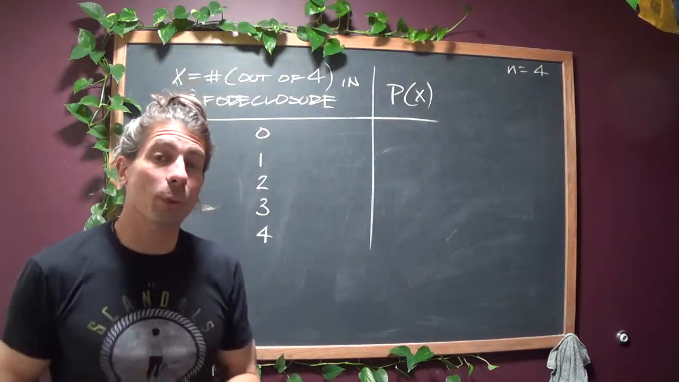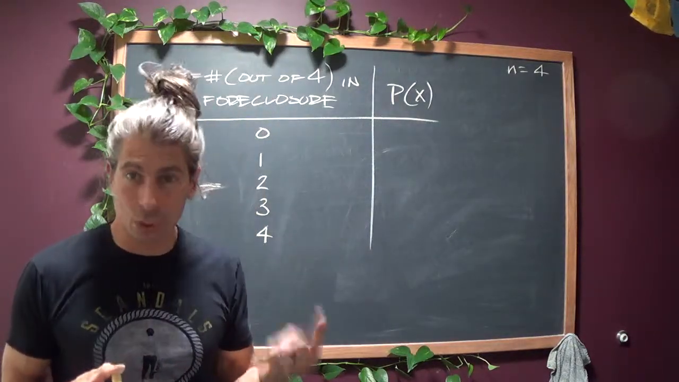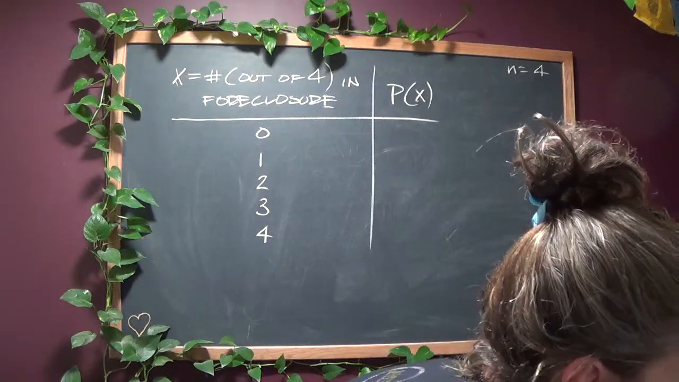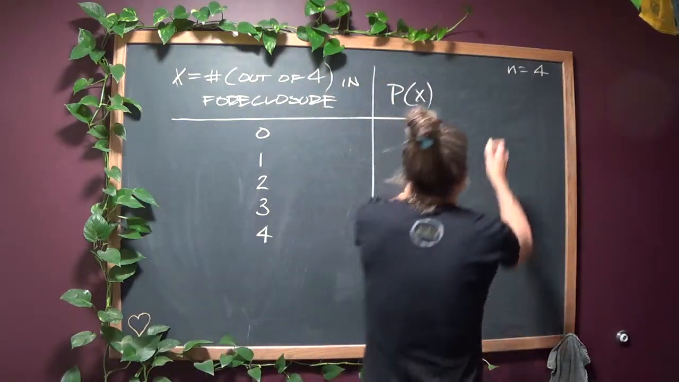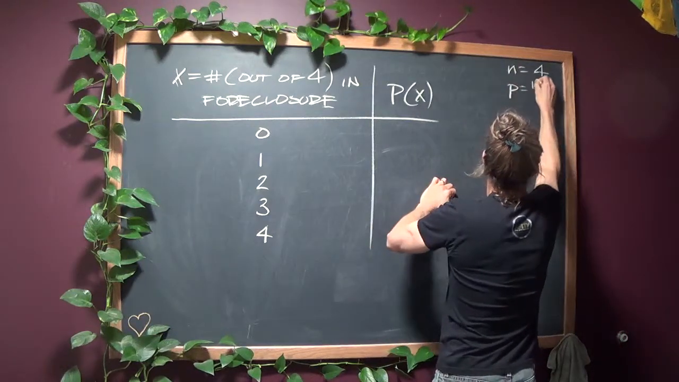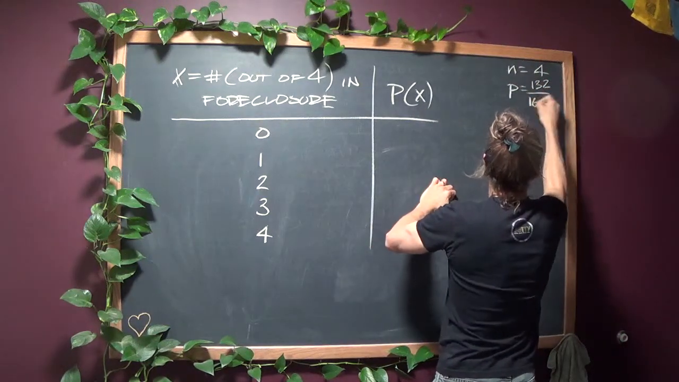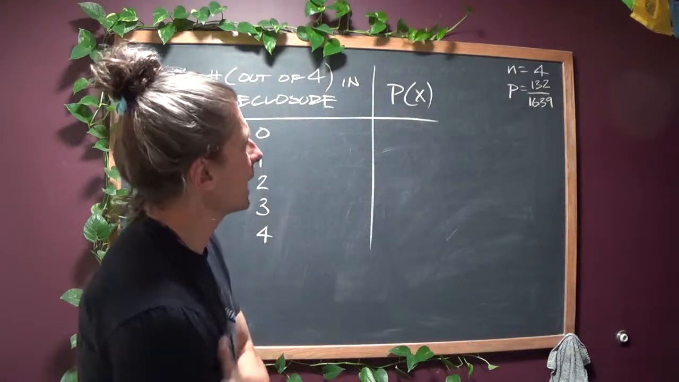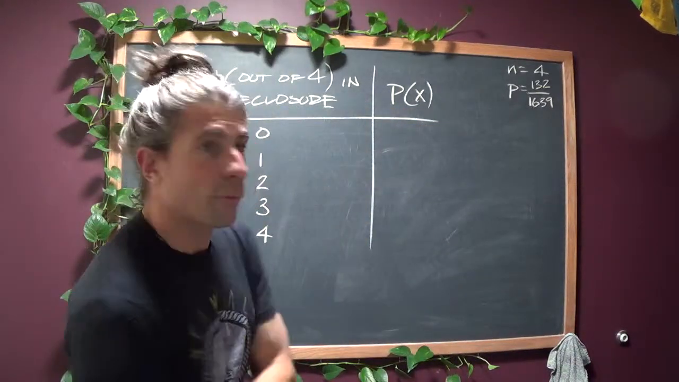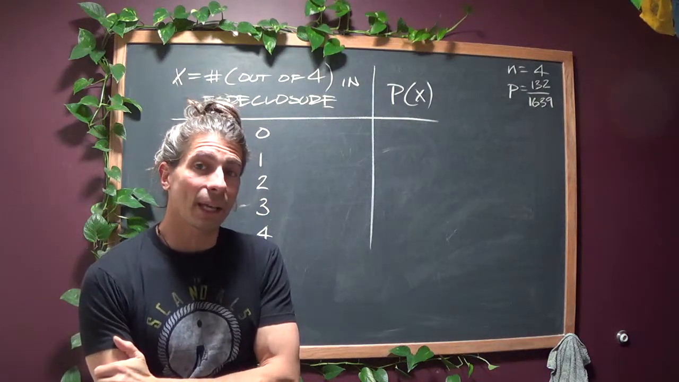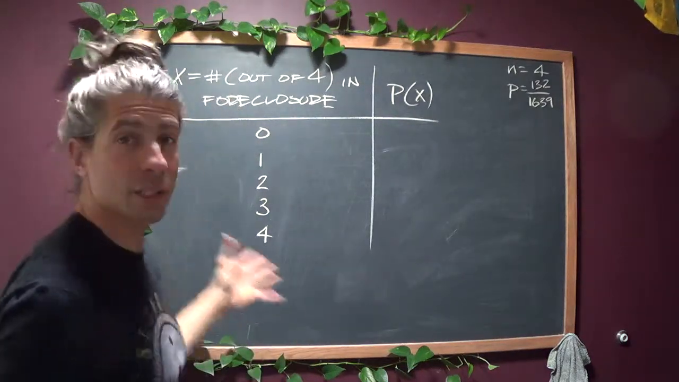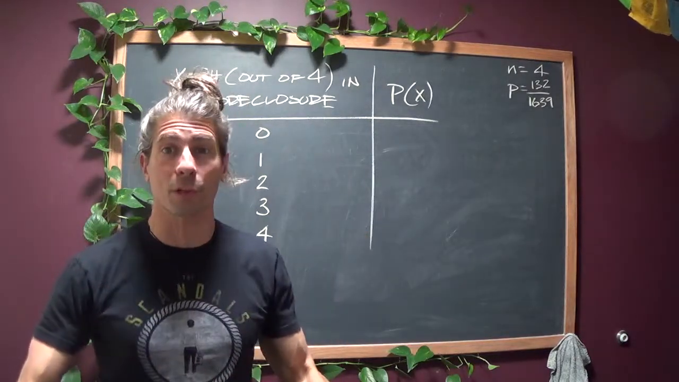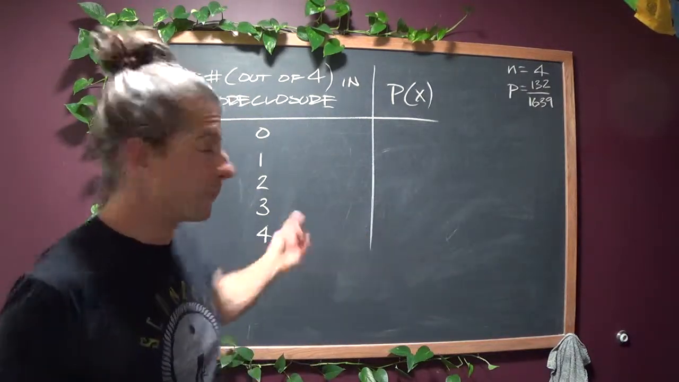The other thing you have to know is what's the likelihood of any one house being in foreclosure, and that's given to us in here. It's 132 out of 1639. That is less than 10%. So therefore, since it's less than 10%, and we're only selecting 4 houses, the most likely outcome is that none of them are in foreclosure.